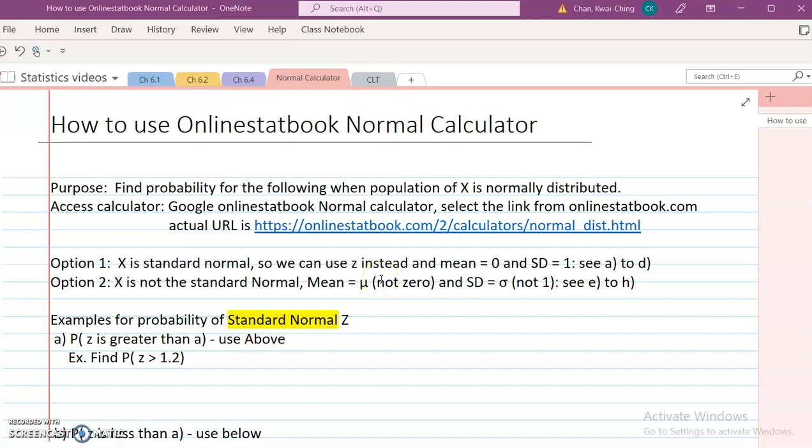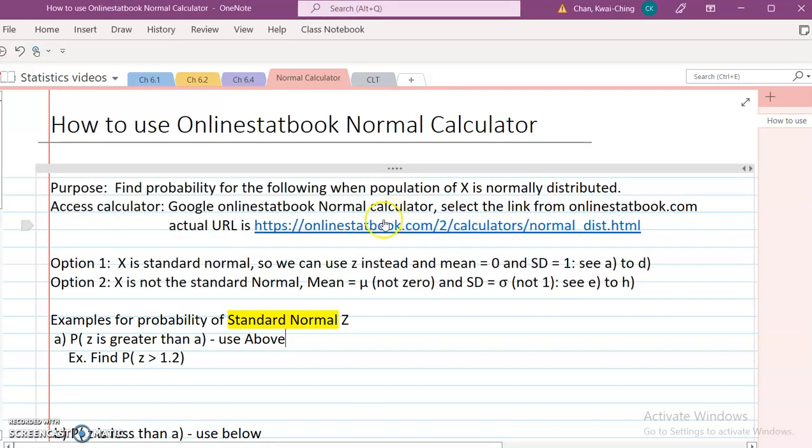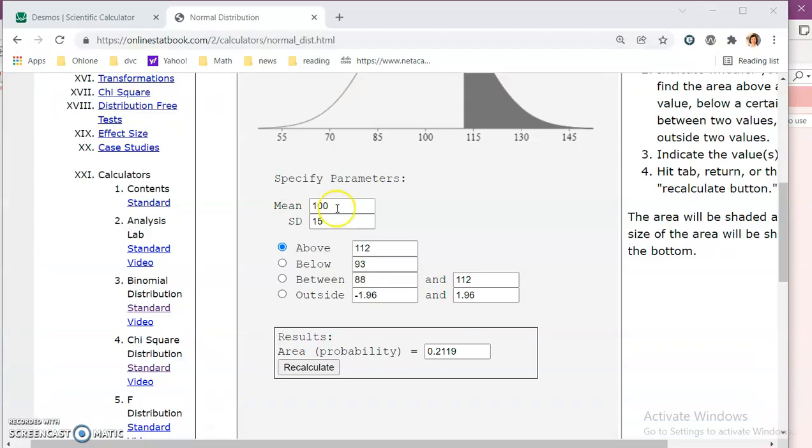Hello, statistics student. This video is to show you how to use the Online Stat Book normal calculator to find the probability of x in a certain range. So first of all, how to access the calculator. The actual URL is onlinestatbook.com. But if you don't want to type it in like this, you can just Google.